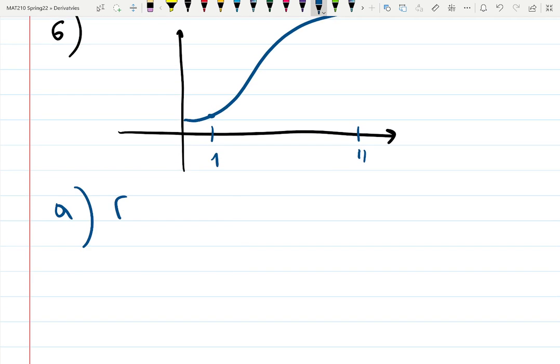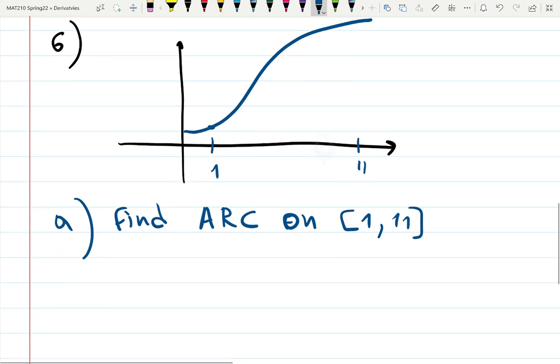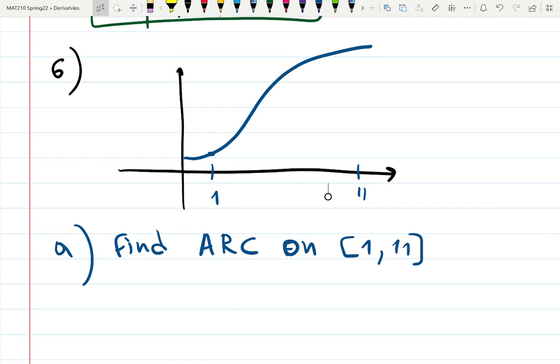A. Find the average rate of change on the interval 1, 11. There's a whole backstory behind this. An antibiotic was created, and this is the population of beetles in a greenhouse, 3 weeks after the season's flowers were planted. Our botanical garden has a butterfly house, and they show you how the butterflies evolve. Very cool. So this is the graph.